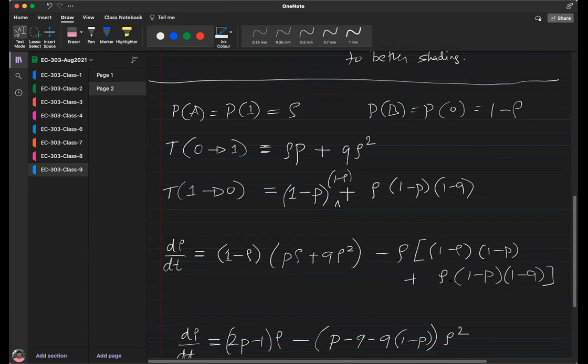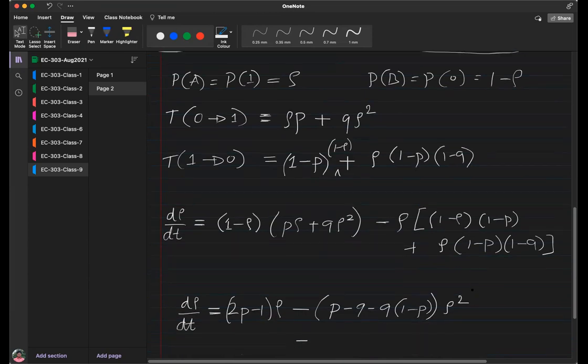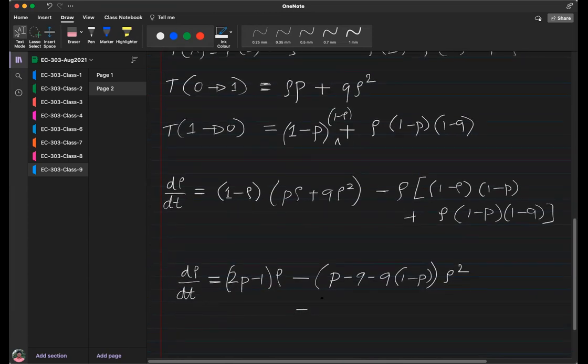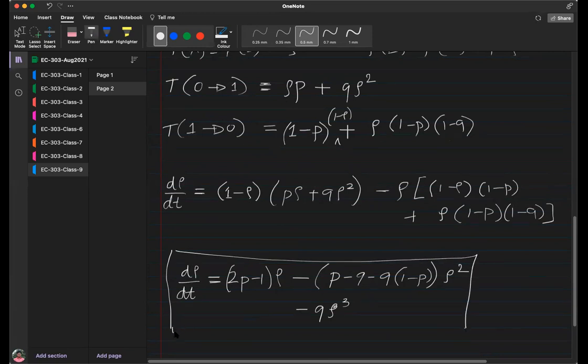Is there a rho cube term from the death? No. There's a rho square term and there is a rho square term. There is no rho cube term from the death. So only birth contributes to the rho cube term, and that happens to be just this. So this is the mean field approximation for the positive feedback model.